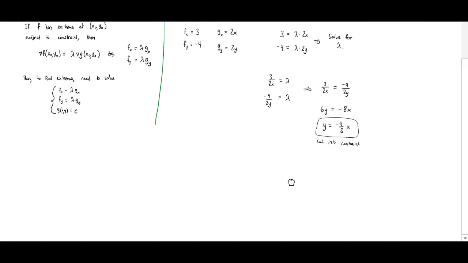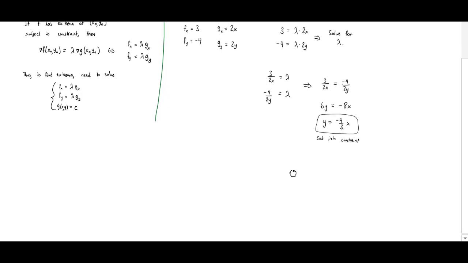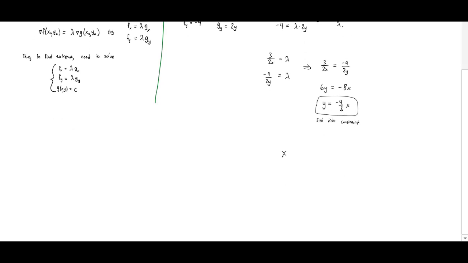So the constraint was x squared plus y squared equals 1. So I'm going to do x squared, and replace y with minus 4 over 3 x, squared, equals 1. And now I can solve for x. So I get x squared plus 16 over 9 x squared, equal to 1.